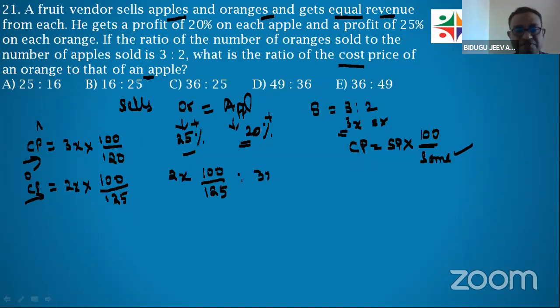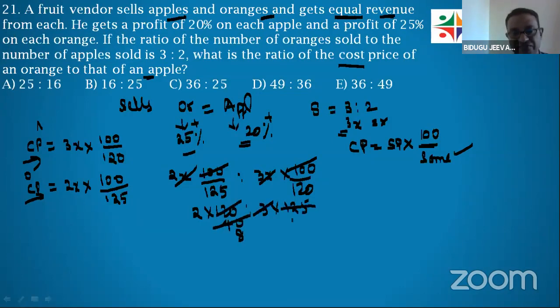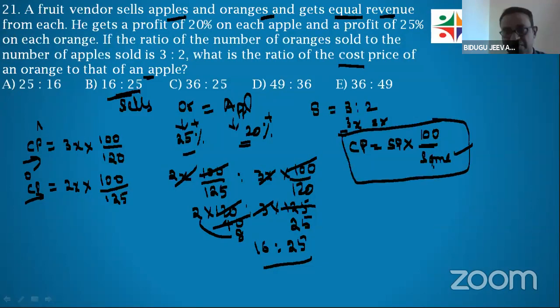Simplify first. Cancel x and x, cross multiply: 2 into 120, 3 into 125. So 3 40s are 120, 5 8s are 40, 5 2s are 10, 5 5s are 25. So absolutely 16 is to 25. I hope you are clear. See the concept, remember: cost price is equal to selling price into 100 by something. If it is profit, I have taken addition. If it is loss, you take subtraction. Following my point? Hope you understood clearly.